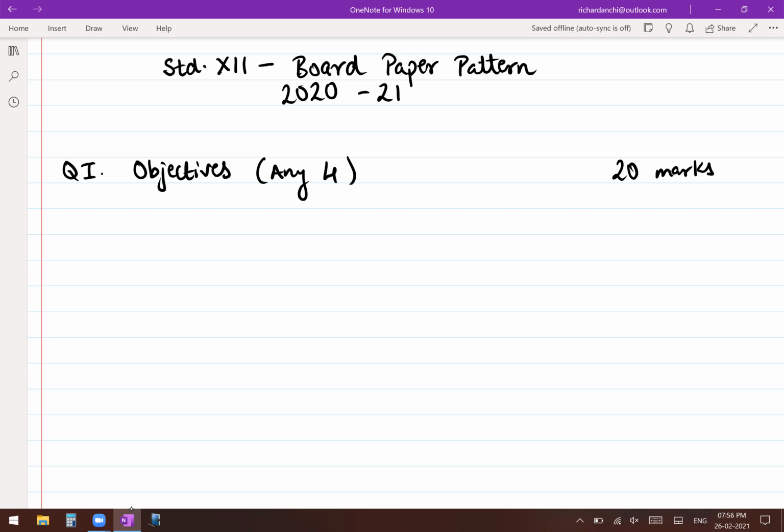Then answer in one sentence, agree or disagree. Here you can only write the answer, like agree, one, agree, two, disagree, whatever it is. And then true or false with reason. They will ask you two statements. When you write true or false, you have to write the reason, because half a mark is for writing true or false and another 1.5 marks is for the reason.